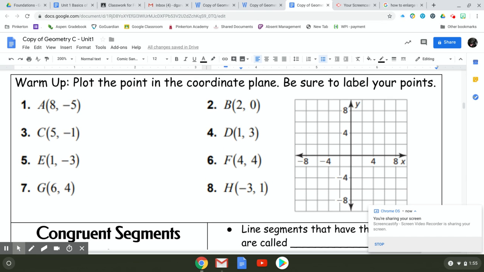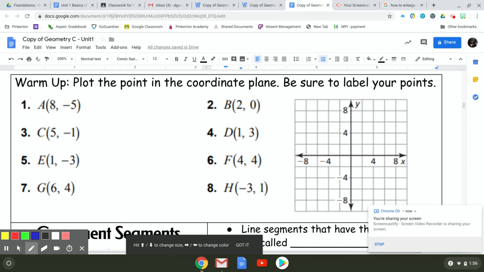Plot the point in the coordinate plane. Be sure to label your points. So if you remember this from Algebra 1, point A is (8, -5). So the first number is your x value. The second one is your y value. The first one will tell you how far to go left or right, and the second one will tell you how far to go up or down. So let's do the first one together, and then you can pause the video and do the rest yourself.